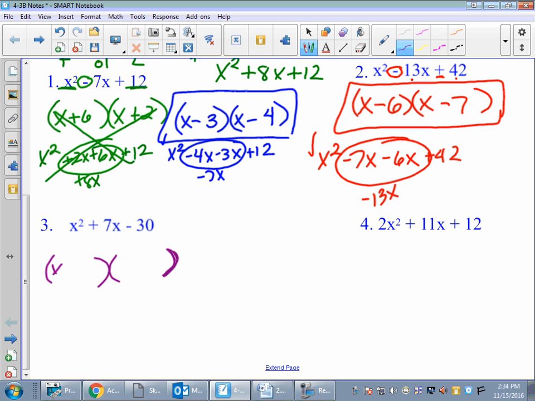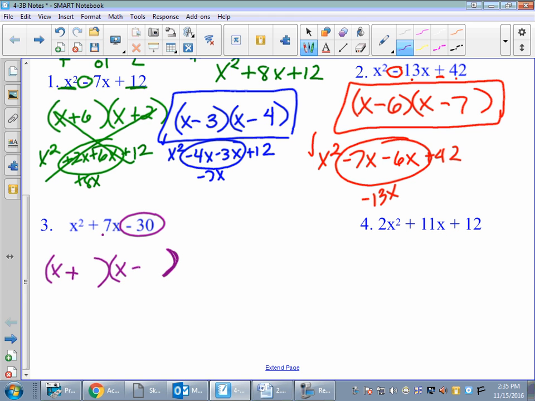All right, this next problem, I've got an x squared again, and now I have a negative number. So x squared is pretty simple, an x times an x. But a negative 30 means that if I'm multiplying to get a negative 30, I have to have a positive and a negative that I'm multiplying together. And in addition, I've got to look at this 7 to help me out. So these two numbers have to add up to a positive 7.